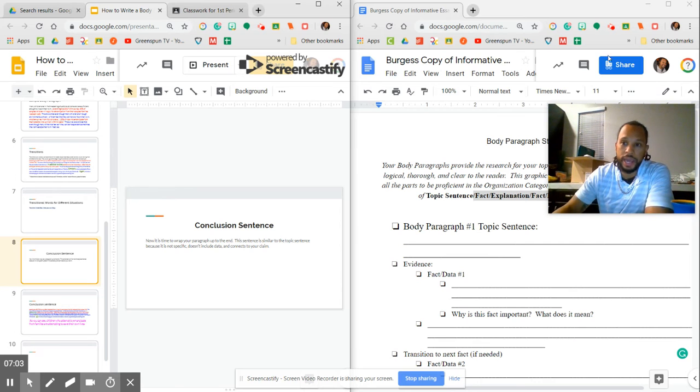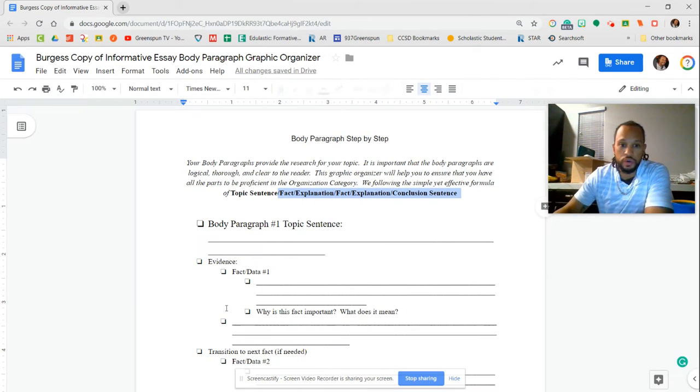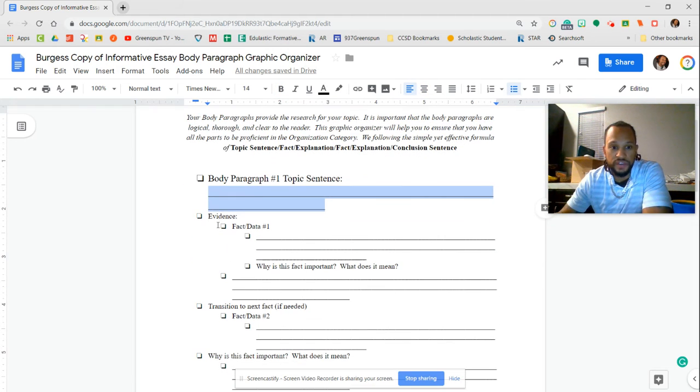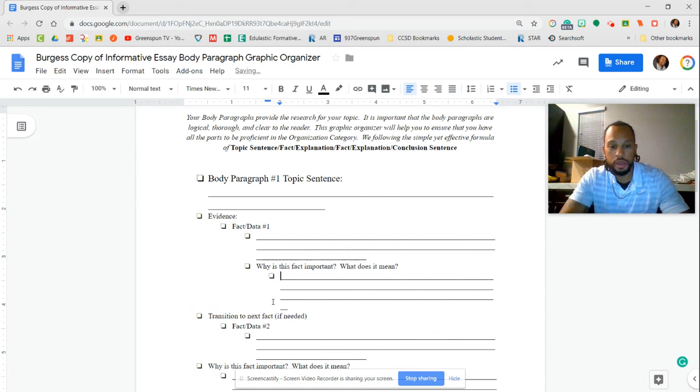Okay, take a look over here on the right-hand side. What you're going to see is a graphic organizer. This graphic organizer is basically going to take you through all 3 paragraphs. We have the same exact pieces here. We have a topic sentence, we have evidence, and we have factual data. And then you're going to answer this question right here. Why is this fact important and what does it mean?